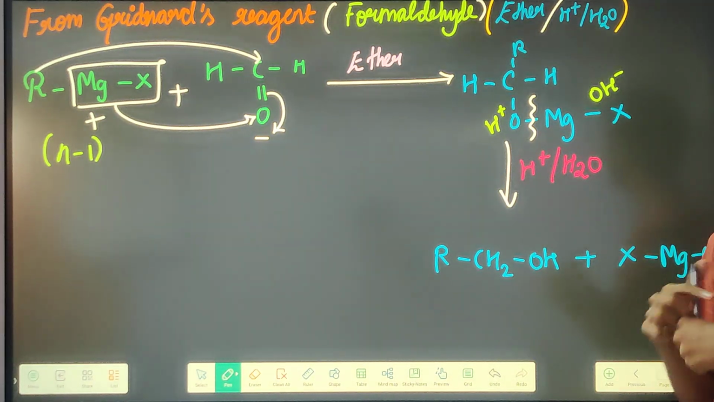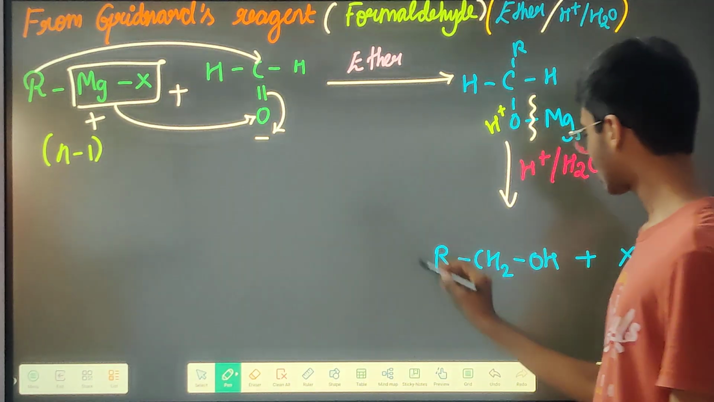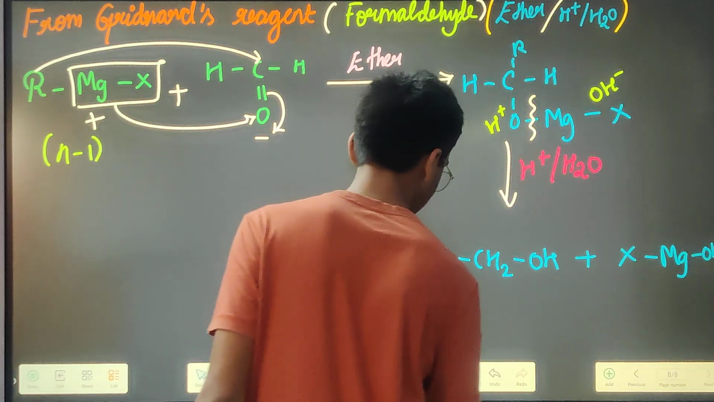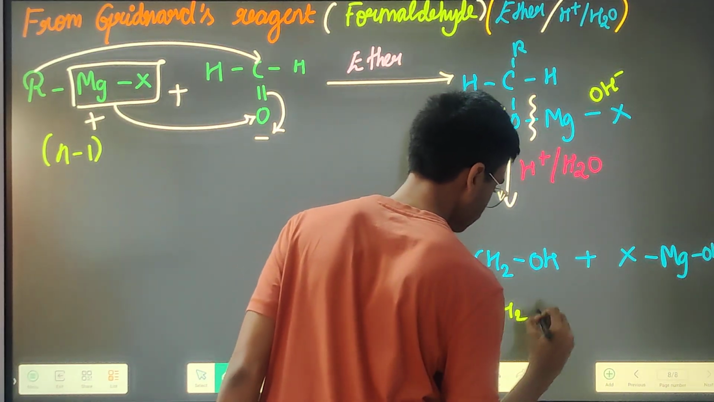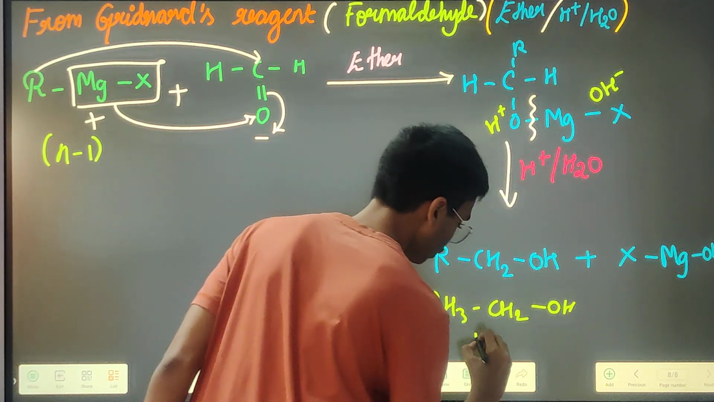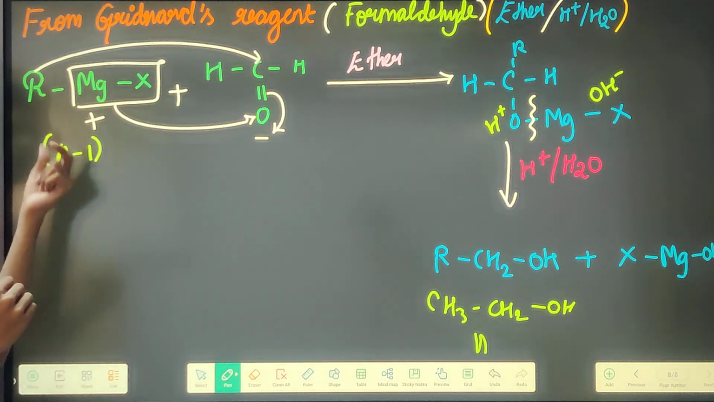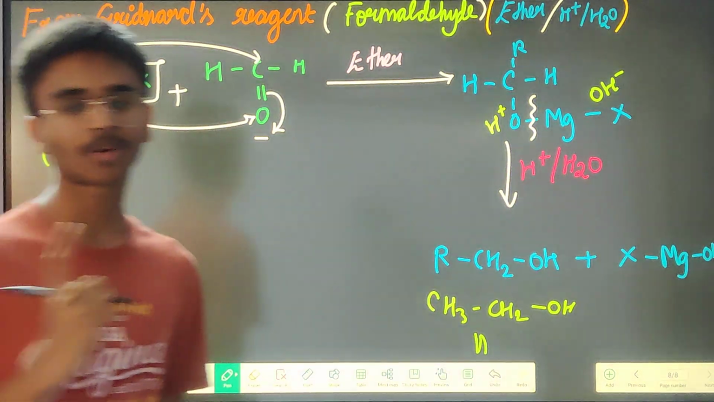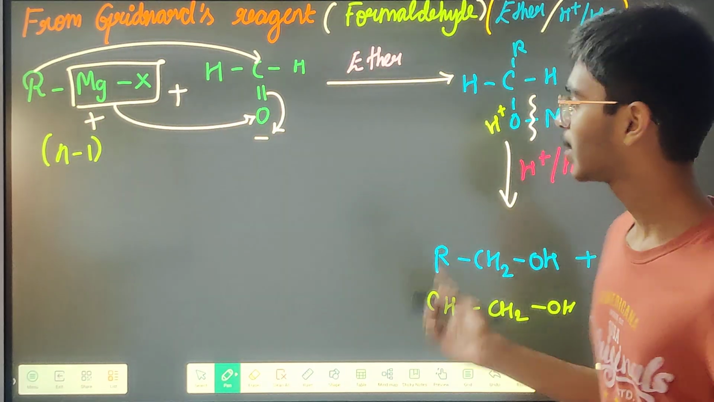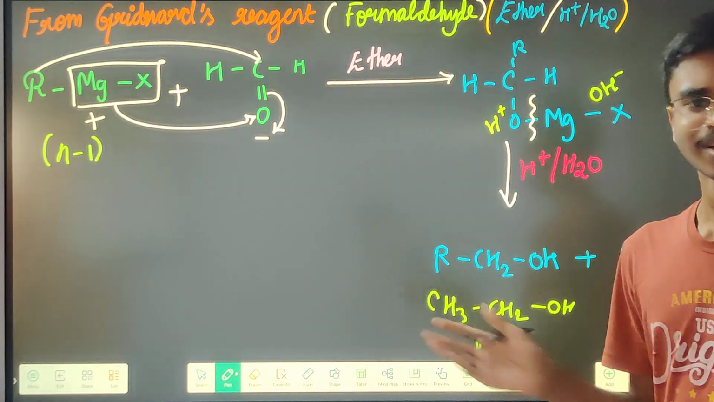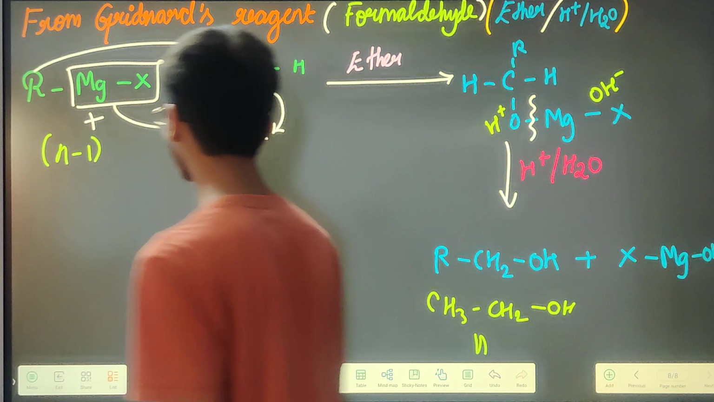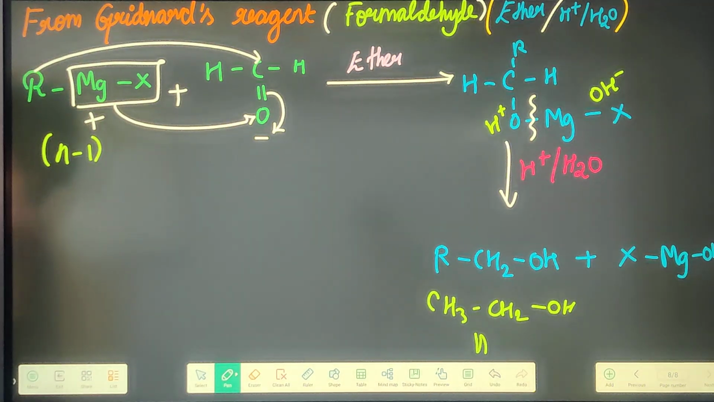What they have asked is that you want ethanol. So for example, you just keep it as ethanol, CH3CH2OH. This has a total of N carbons. So the Grignard reagent that we are going to use should have N minus 1 carbons. Just by calculating in your head, you can very easily find which of the following can be used as your Grignard's reagent.